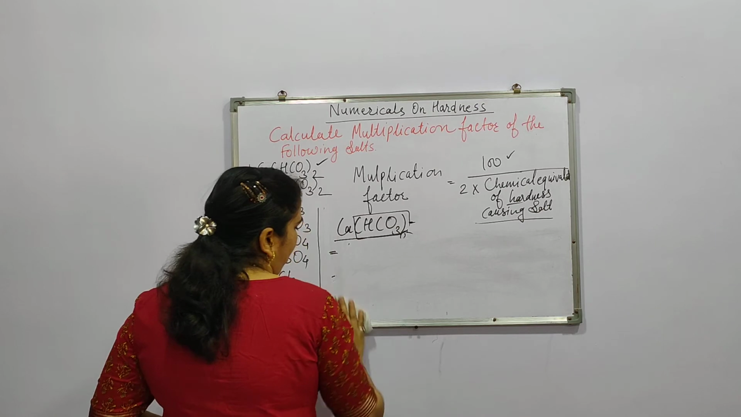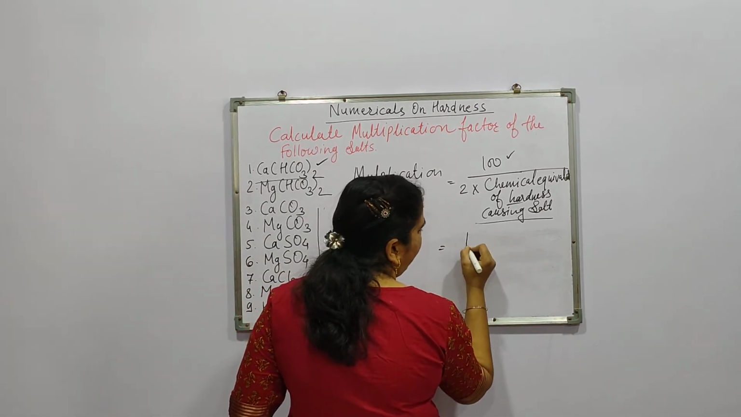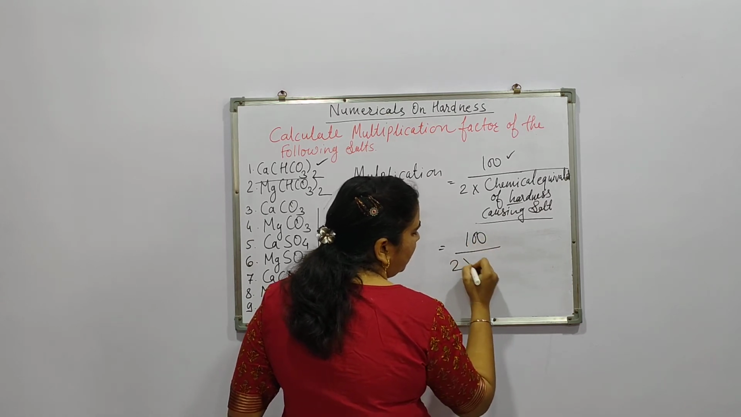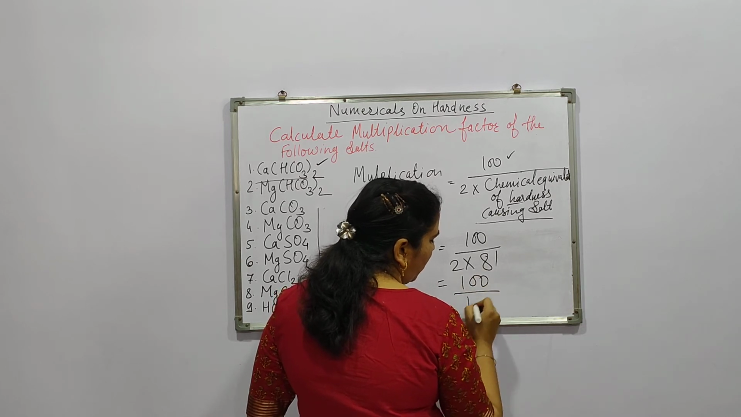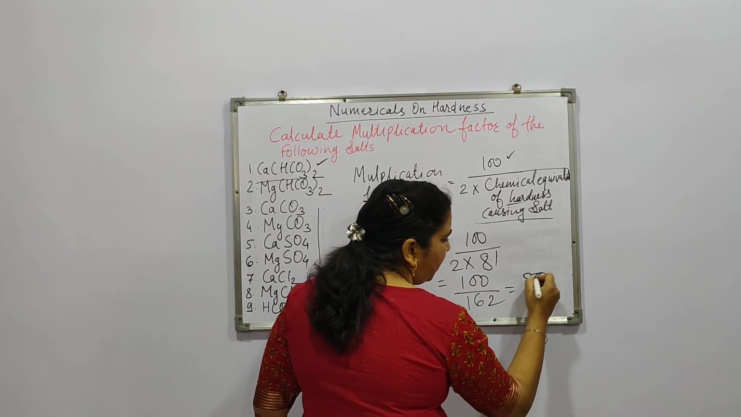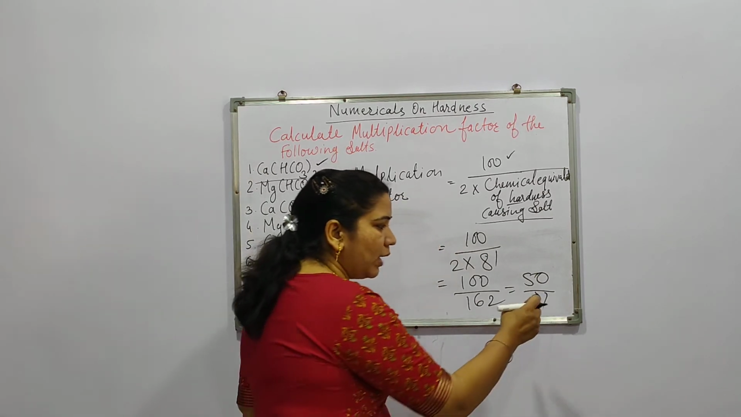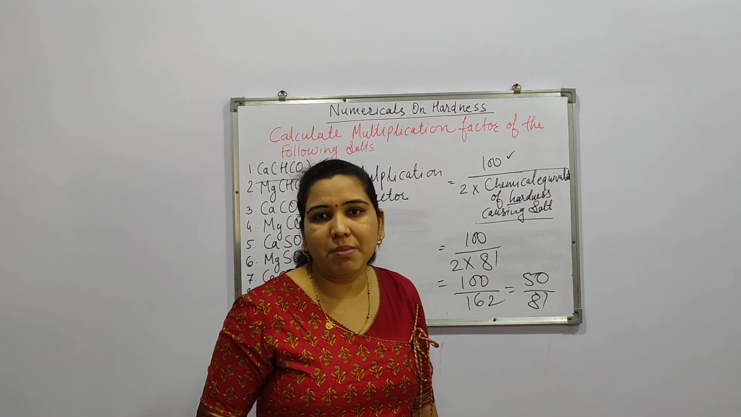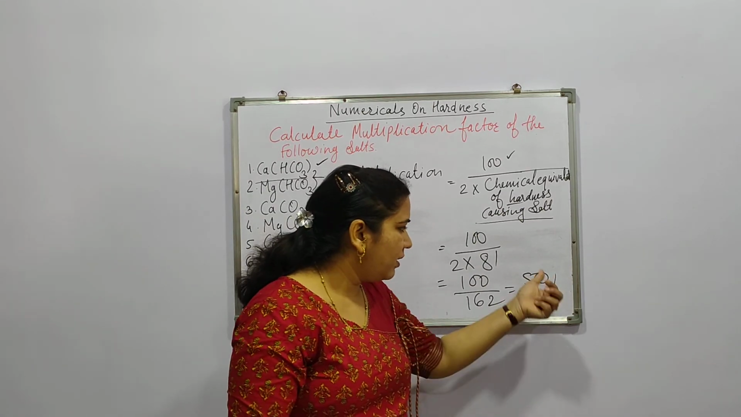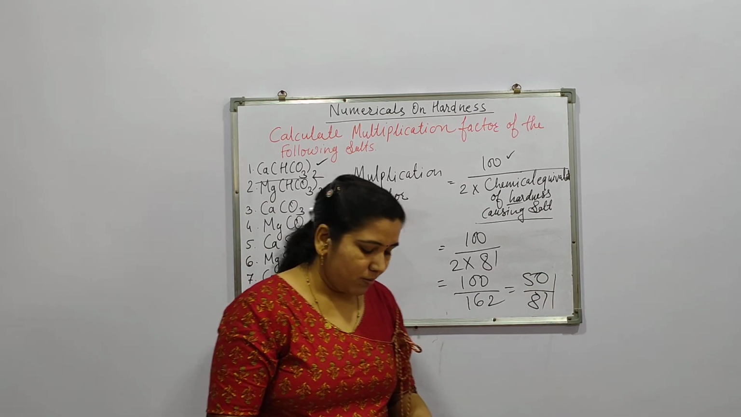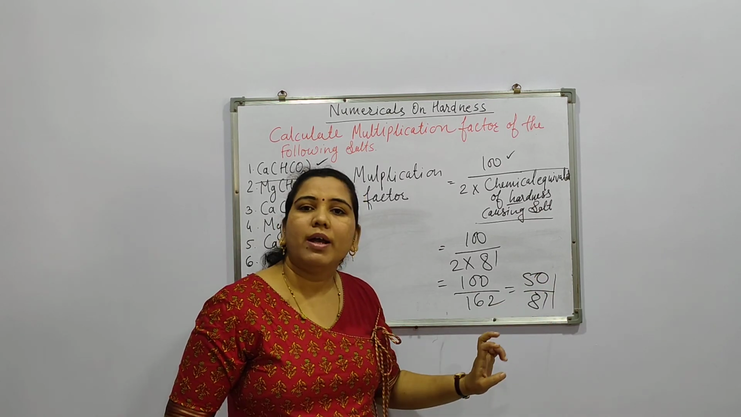So once we have calculated this equivalent weight, we can easily calculate the multiplication factor. So how can we write this? Simply it is equal to 100 upon 2 into 81, so 100 upon 162, or we can write 50 upon 81. For ease of calculation, we will not calculate the exact value in decimal, but will place it as such, 50 upon 81.